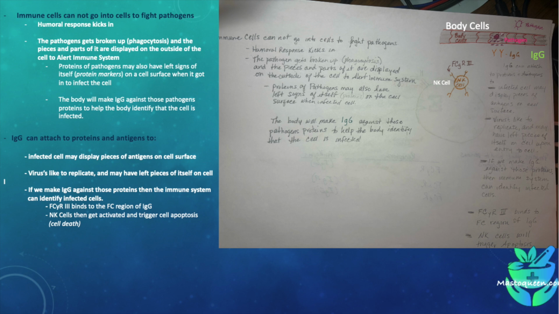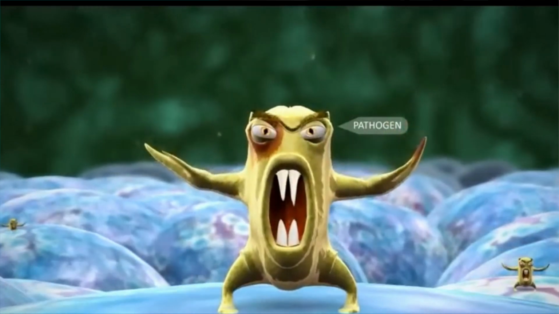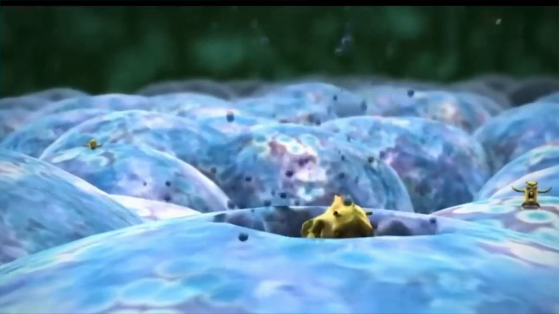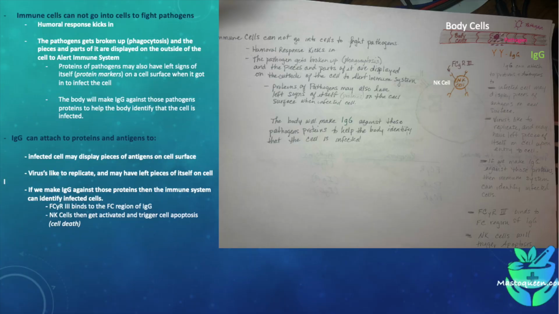And proteins of pathogens may also have left signs of themselves on a cell surface when they got in and infected the cell. So if you think of a pathogen trying to get into one of your cells, drilling a hole or eating through and getting into the cell to infect it, it could have left pieces or remnants of itself on the outside of the cell. The body will then make IgG against those pathogen proteins to help the body identify that the cell is infected.